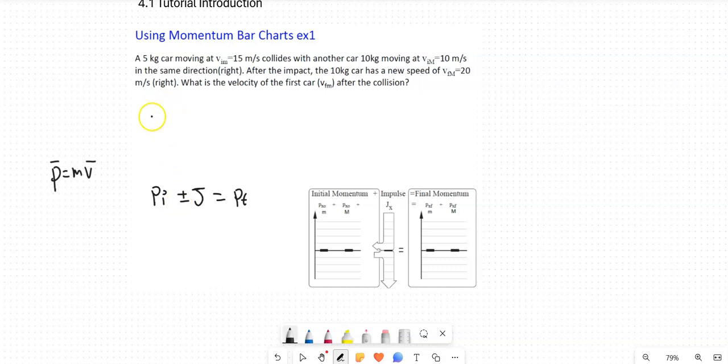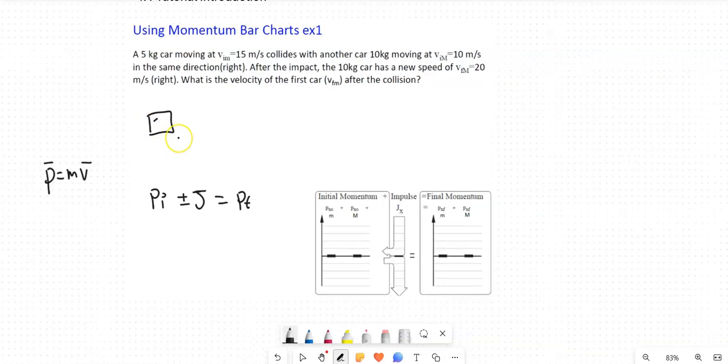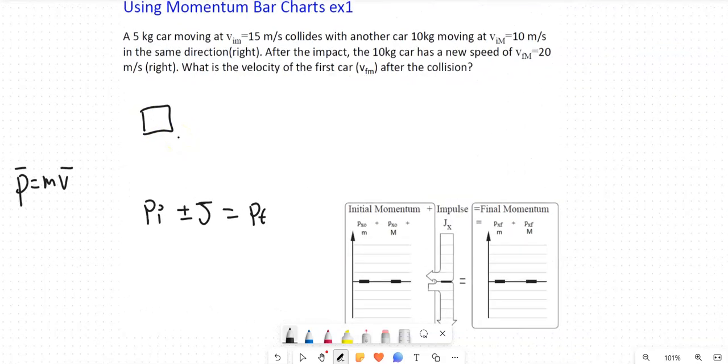Now, what I also did is I taught you how to storyboard a problem. So in this problem right here, they're basically saying you have a 5 kilogram cart. If they don't have a picture, make sure you draw a picture. So I'm just drawing a car that's 5 kilograms. It's a toy car, moving to the right at 15 meters per second.